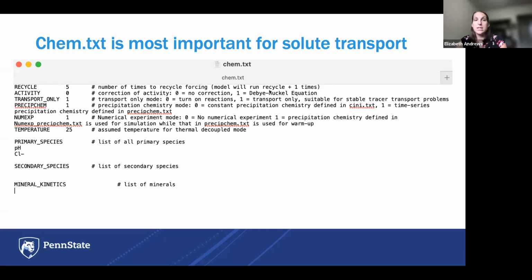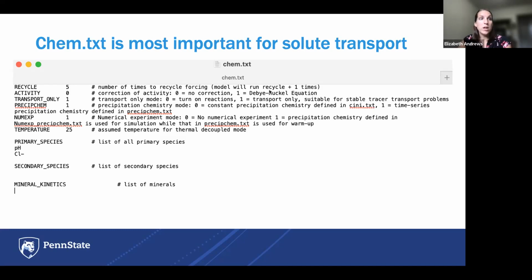Transport only, this is important for us in these simulations. We don't want to do any reaction. So when we have the mode set to 1, we have transport only, which is what we're doing here. And this is only suitable for stable tracer transport problems. If you want to do reaction, you'll need to set transport only to 0.